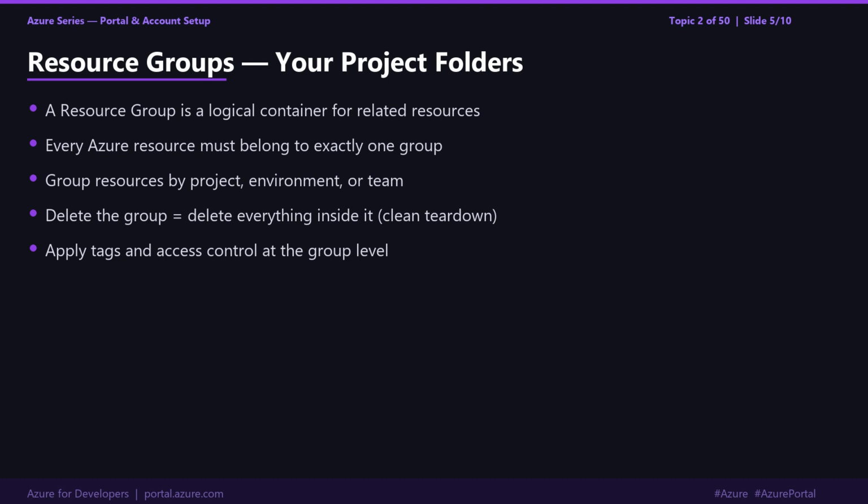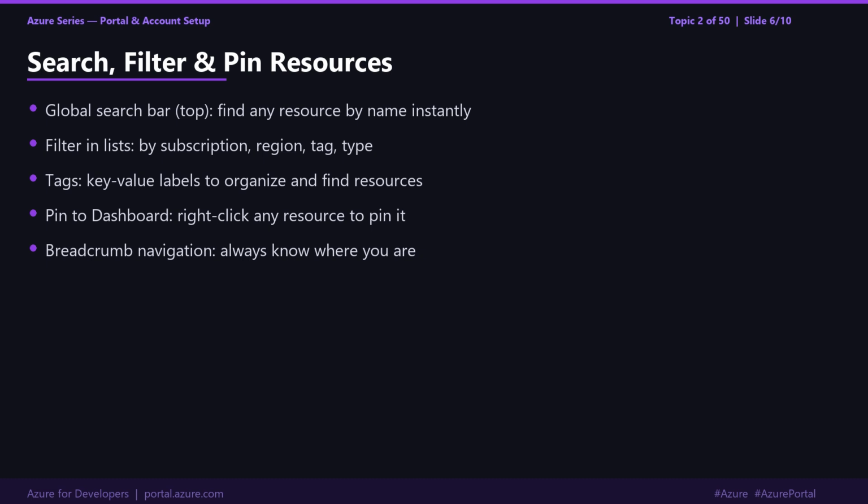You can also search for service types. Type virtual machines and it takes you directly to that service page. In list views, like when you list all virtual machines in a subscription, you can filter by region, resource group, subscription, or by tags. Tags are key value pairs you attach to resources. For example, tag a resource with environment equals production or team equals backend. Later you can filter by those tags across the entire subscription.